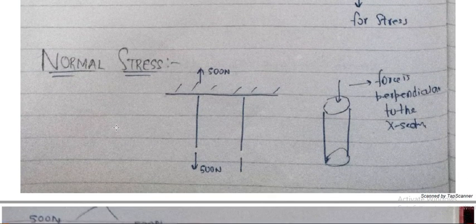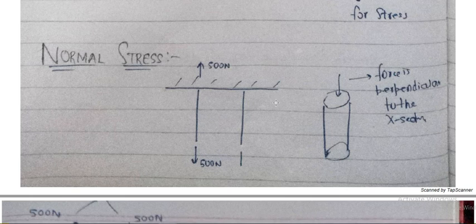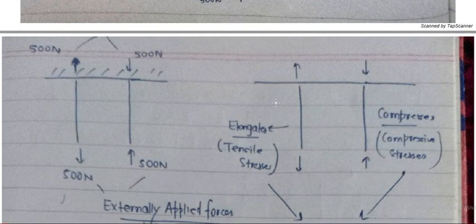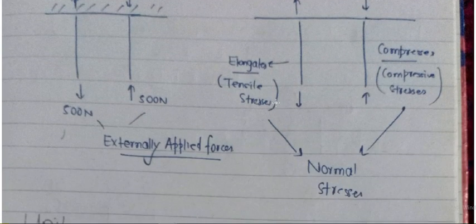Normal stress, as the name indicates, means that the force is normal to the cross section. As you can see in this figure, we have a cylinder and we have a force which is perpendicular to this cross section. It's a circular cross section. Now the normal stress can be tensile as well as compressive in nature.